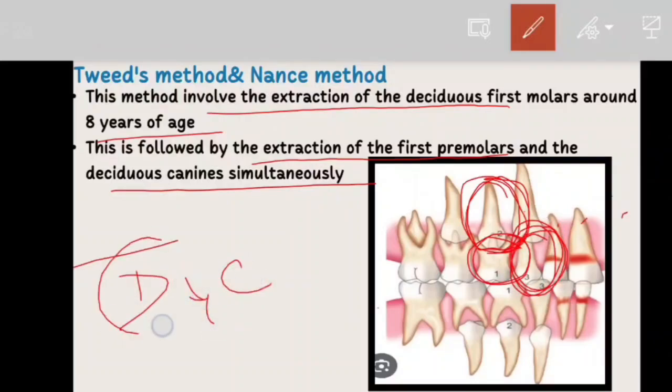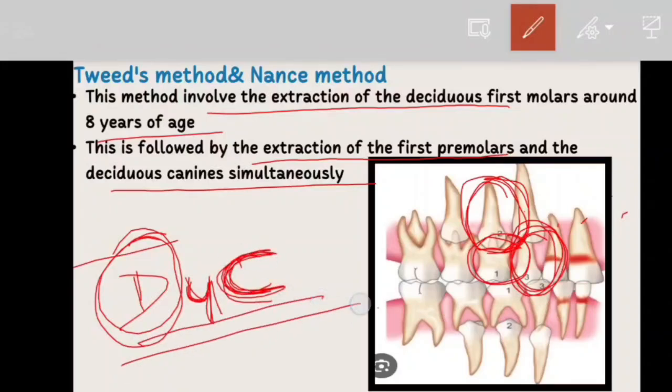So D means the first deciduous molar will be removed, 4 means the first premolar, and then C means the canine will be extracted. Okay. So you just remember D4C.